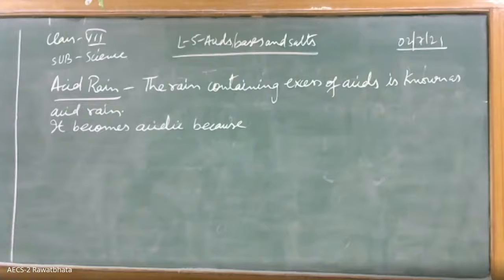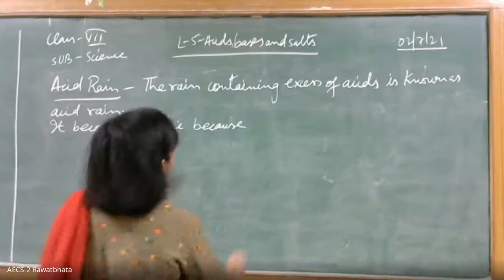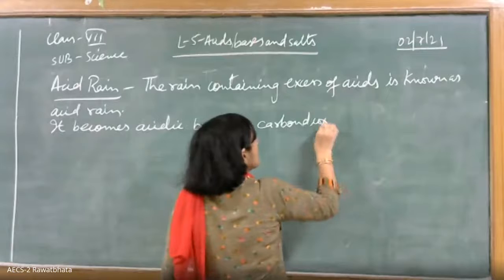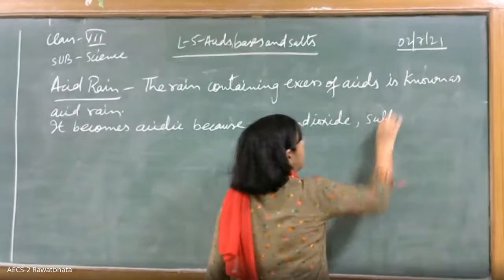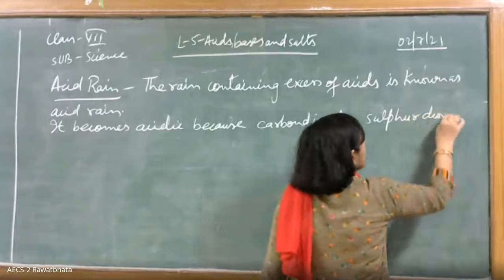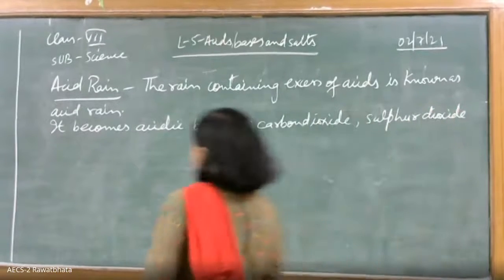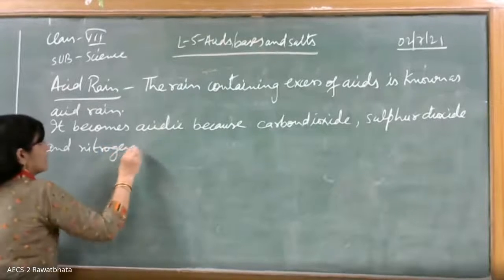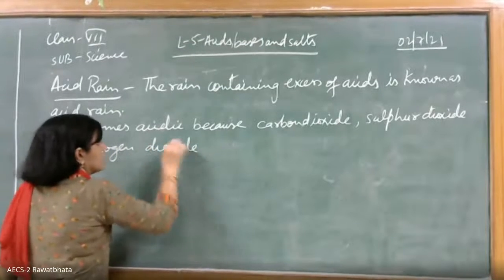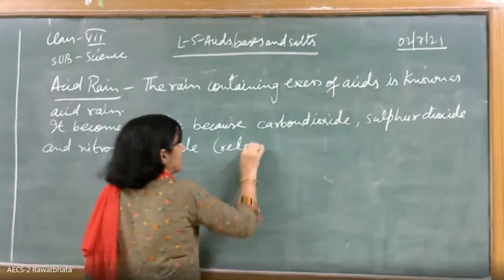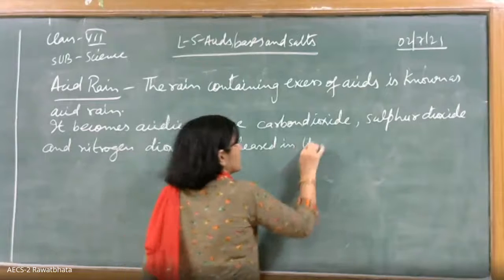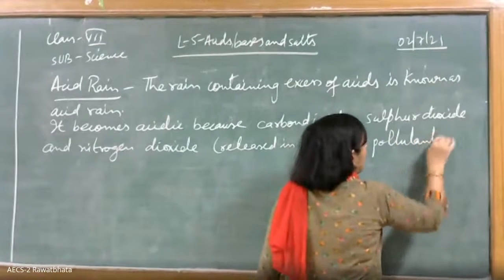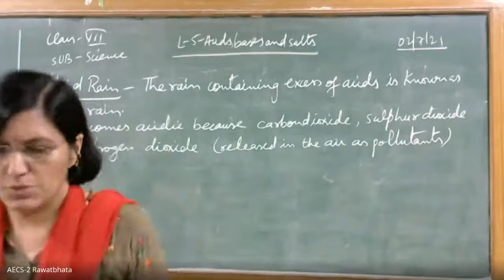carbon dioxide, sulfur dioxide, and nitrogen dioxide are actually released in the air as pollutants.